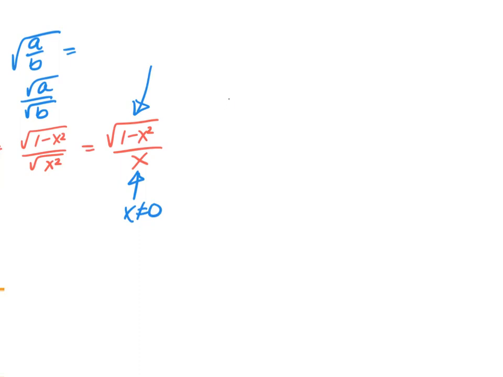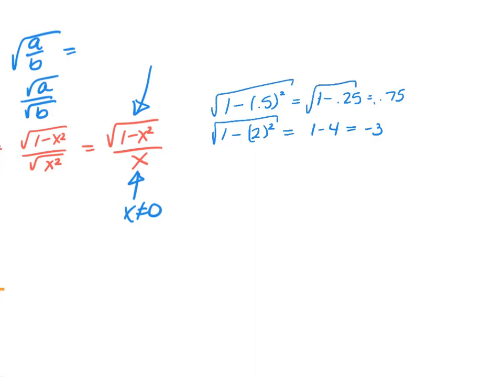But if I took 1 minus, and let's say I put in 0.5 squared, well, that's okay because I have 1 minus 0.25, which is 0.75. But if I did 1 minus 2 squared, then I'm going to get 1 minus 4, which is going to give me a negative 3. I can't have a negative 3 underneath the square root. I can't have a negative underneath the square root, so this is not okay.